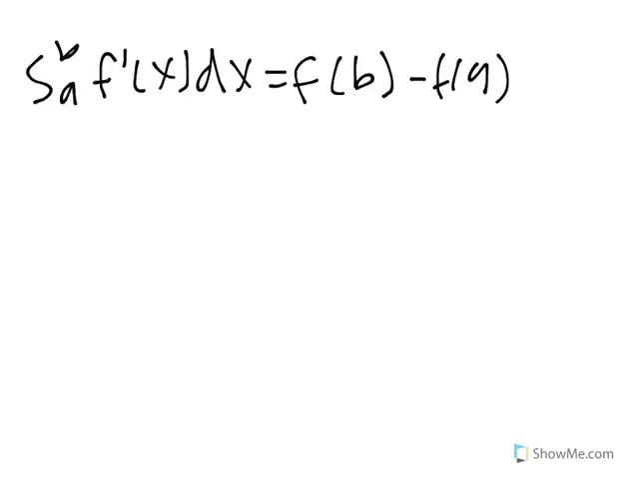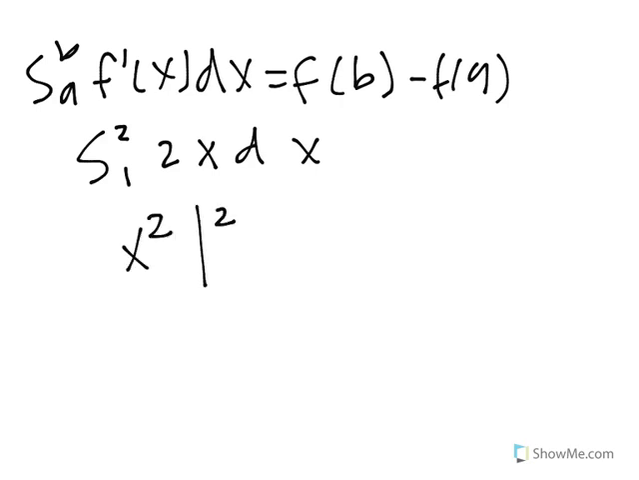Now let's work on the example. If you're given the integral from 1 to 2 of 2x dx, you'll end up with the answer of x squared evaluated from 2 to 1, or 2 squared minus 1 squared, which equals 3.